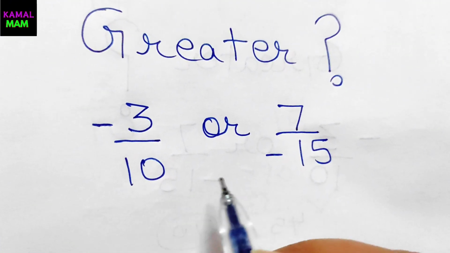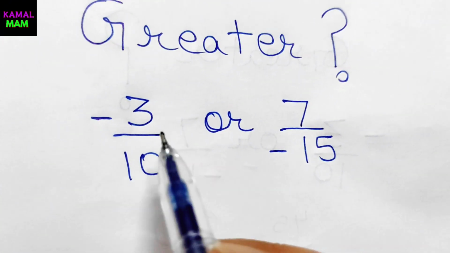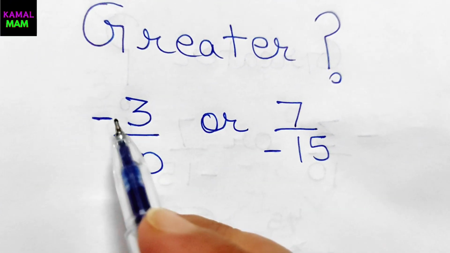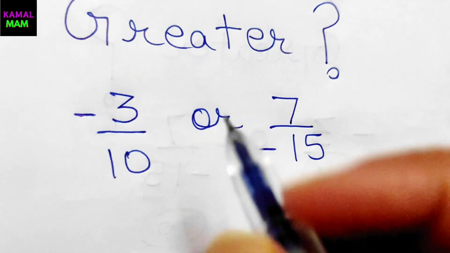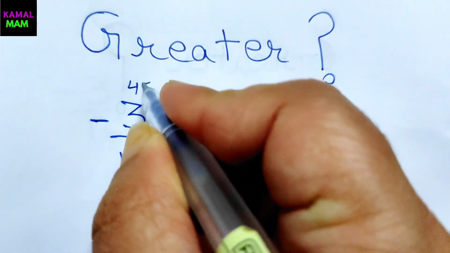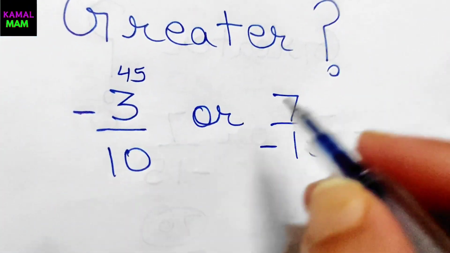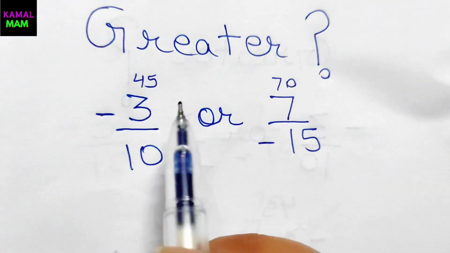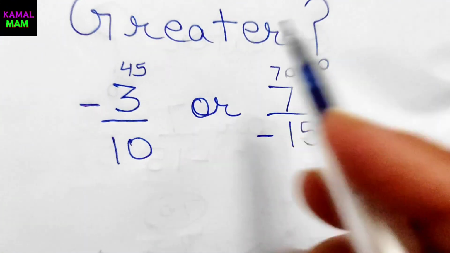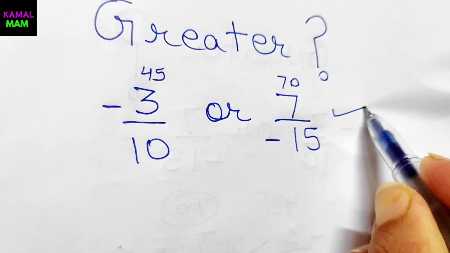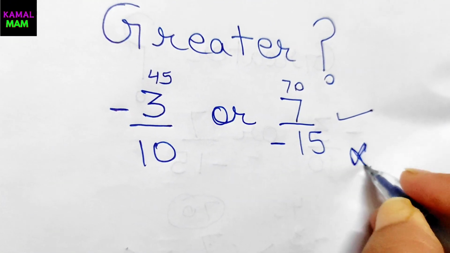Most of the students solve it like this. Firstly, they cross multiply it. That is negative 3 into negative 15, we get here 45, and 7 into 10 we get 70 here. So from that they mark that this fraction is the greater one, but this is the wrong answer.